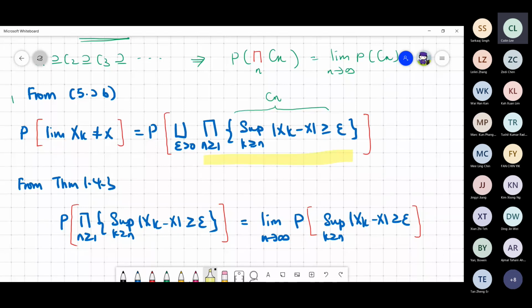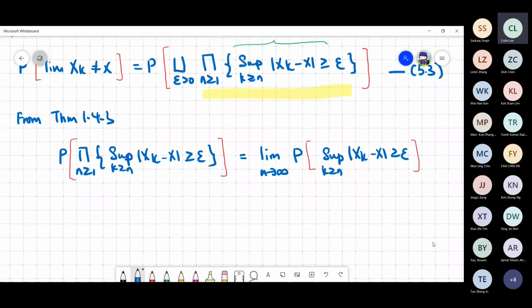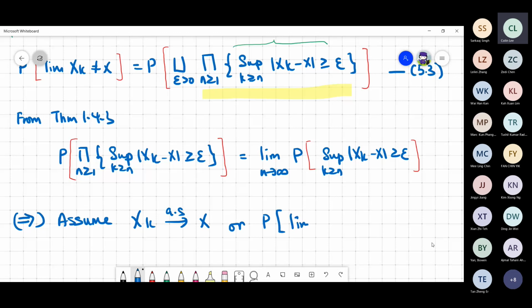Now, maybe I could say this is our equation 5.3 here in our lecture notes. Now we can prove our theorem. So first, left to right. If we assume this, Xk converges to X almost surely, this is equivalent to saying that the probability of limit of Xk not equal to X is equal to 0.